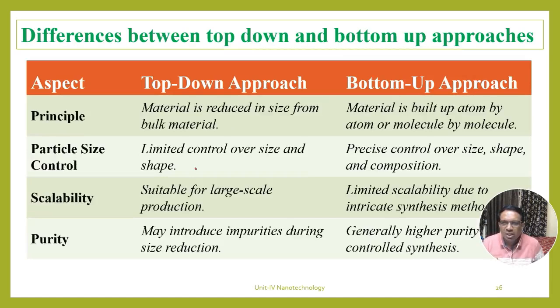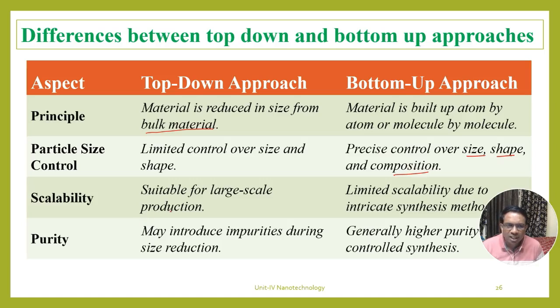When it comes to the principle, the basic principle in the top-down approach is that material is reduced in size from bulk material. So by considering the bulk material, we will use something like ball milling and reduce the particle size. In the bottom-up approach, material is built up atom by atom or molecule by molecule, through chemical reaction. Particle size control: in top-down, it's a limited control over size and shape. Here, we can control the size, shape, as well as the composition.